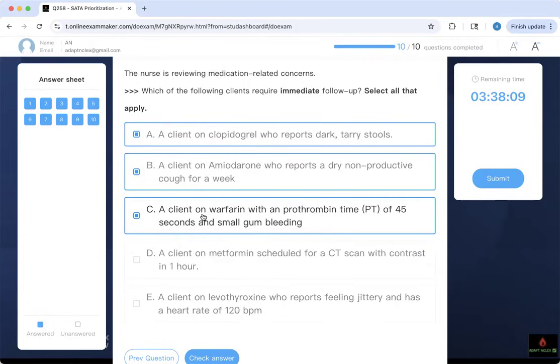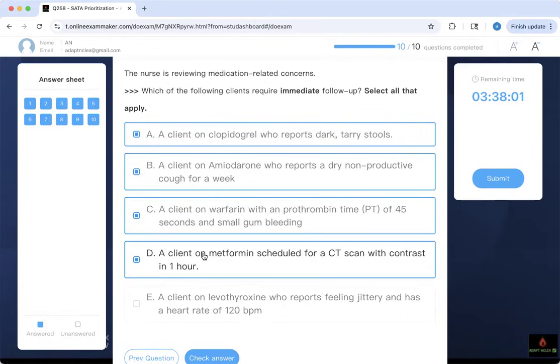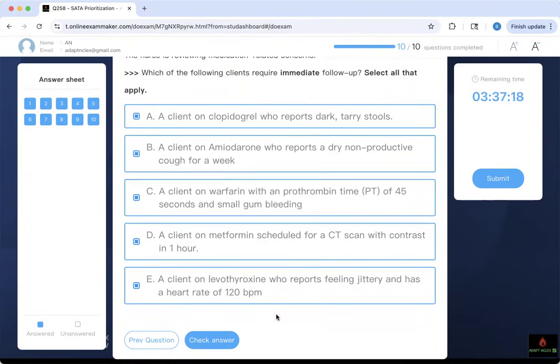Warfarin with a PT of 45 is too high. Less than 35 is good. Between 11 and 30, 45 is too high. Metformin with a CT, you need a CT in an hour, you can develop lactic acidosis. I got to figure out when was the last time metformin was given. You may need IV fluid, everything. You may have to postpone the CT, but they can't have the CT. And levothyroxine, if I give you too much, you become jittery. But with a heart rate of 120, you probably have toxicity related to the medication, hyperthyroidism symptoms. We got to see you. 5 patients, all of them need your intervention.